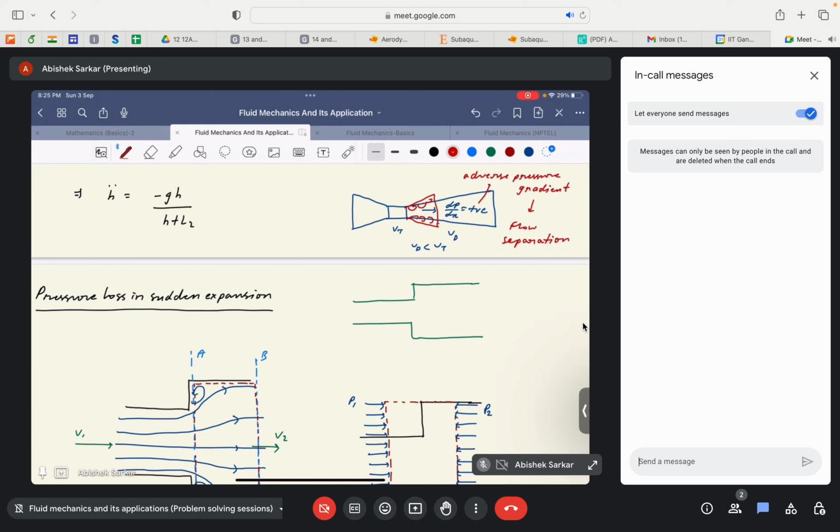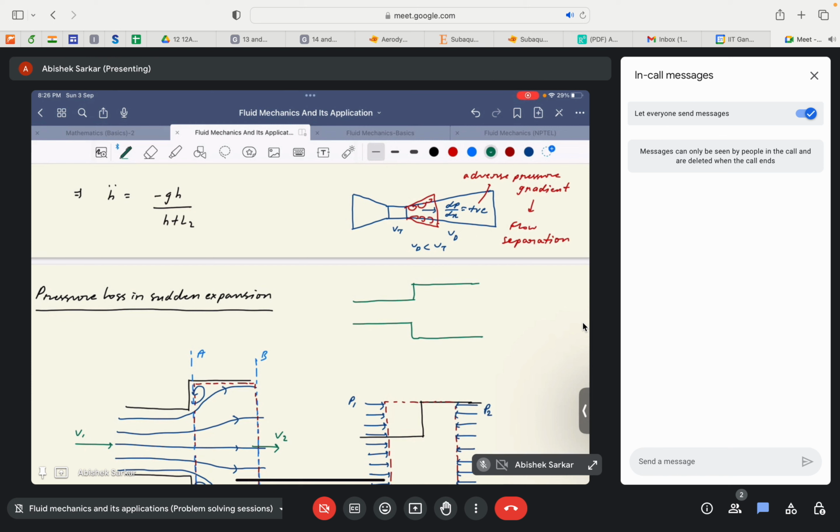So you can just now imagine how much flow separation would be imparted in the case of this geometry, right? Because there's a sudden increase in the dimension of the pipe. So the flow directly experiences an increased diameter that results in a flow separation, right? Because there is a sudden increase in the dimension of the pipe.